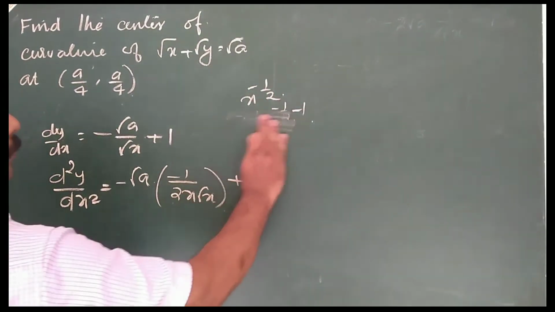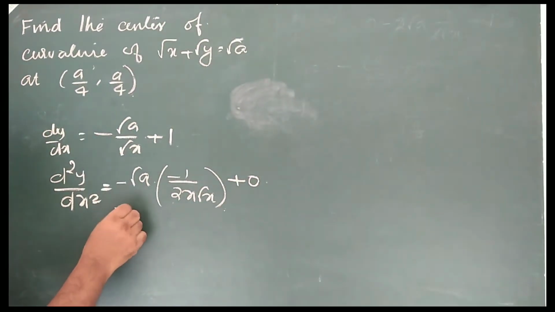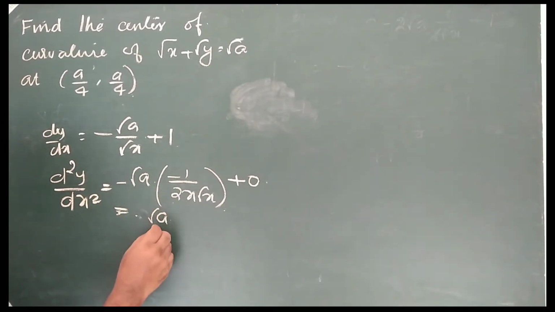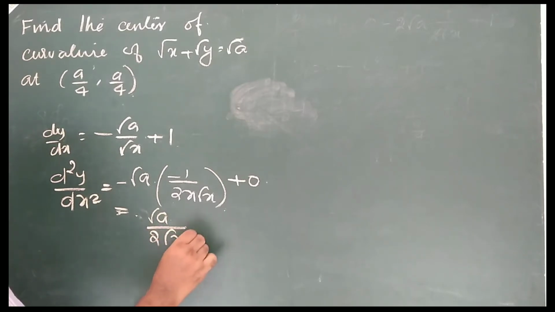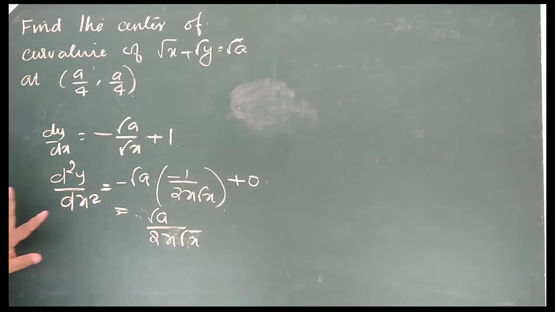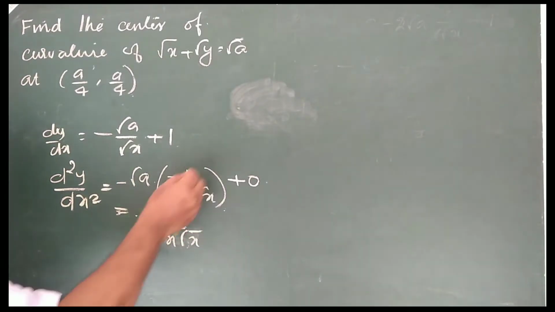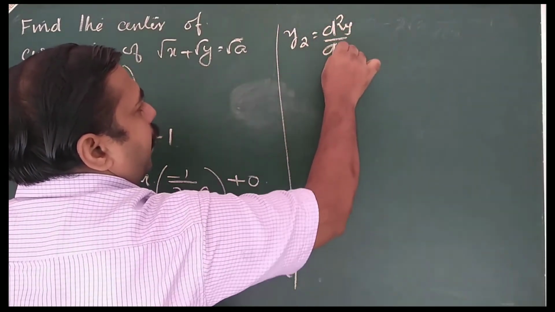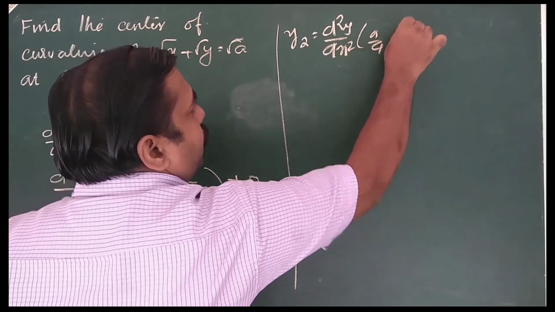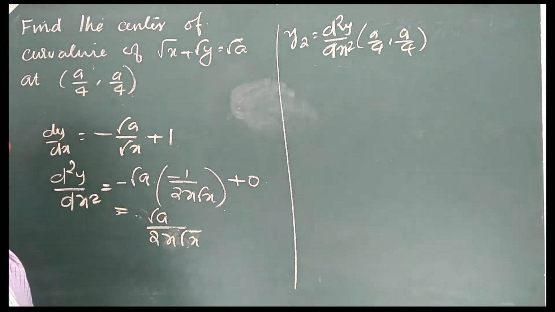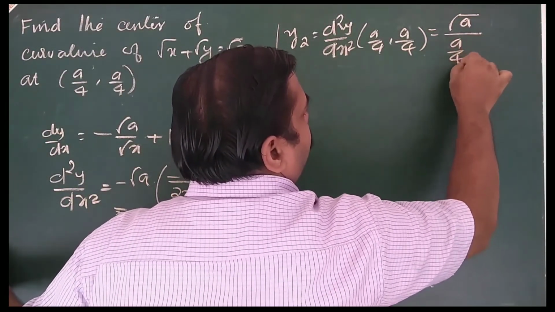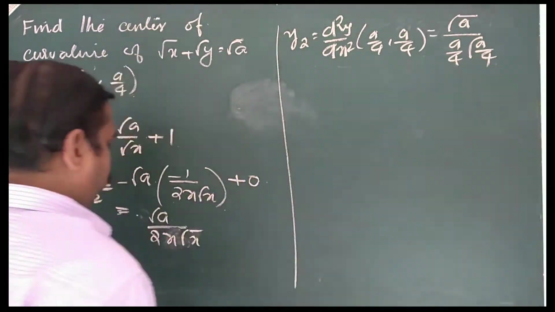So that is equal to minus into minus plus, root a by 2 into x root x. Okay, x root x. Now substitute the value. Therefore y2 is, we can write here y2 is equal to d square y by dx square at the point a by 4 comma a by 4. So that is equal to root a by 2 into 4 into root a by 4.